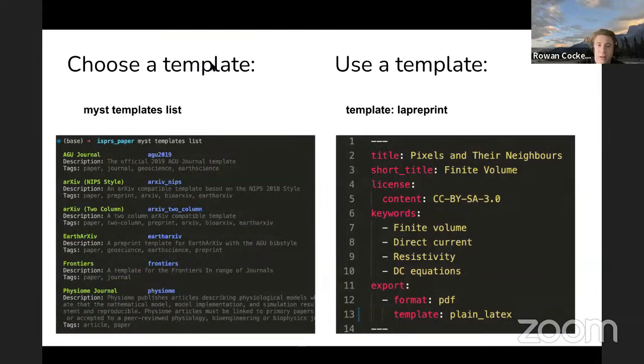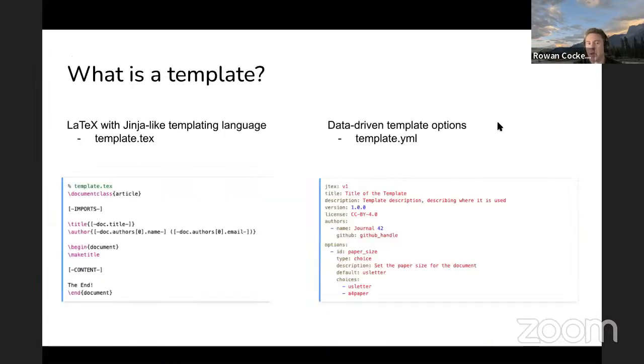And so I showed you a little bit about this. Choosing a template is using the MyST command line tool to list the templates available, and that gives you the high level information. And then inside of the front matter in your document, you can change this template field to the template that you are looking to use. And so that comes down to what actually is the template. And the template is this Jinja-based templating language that's adapted for use in LaTeX.